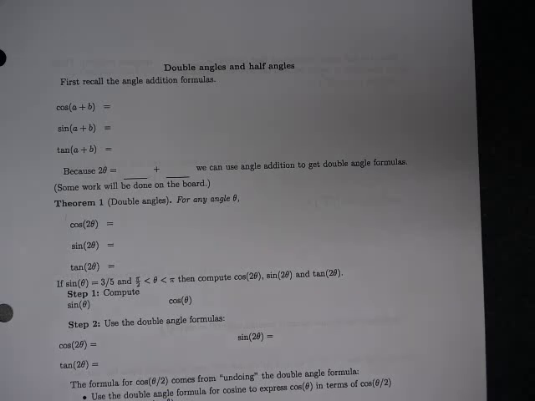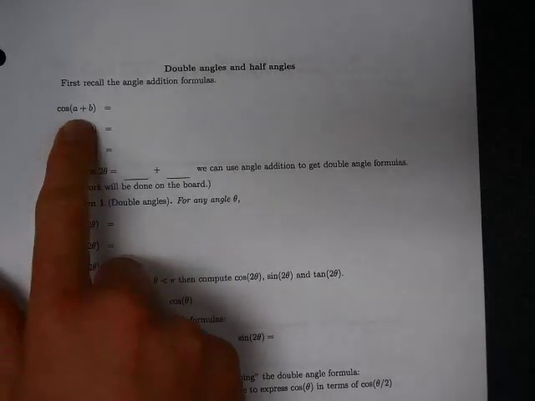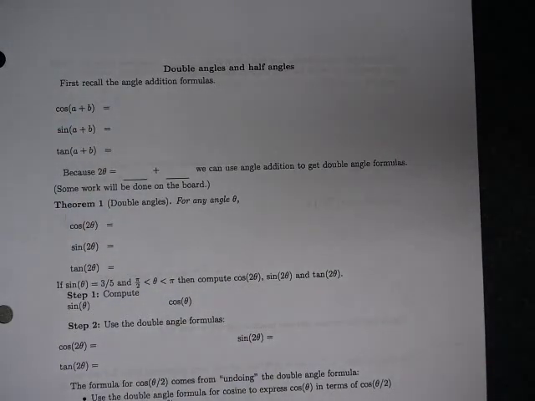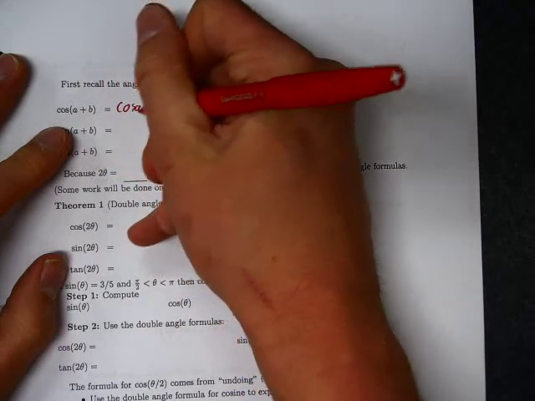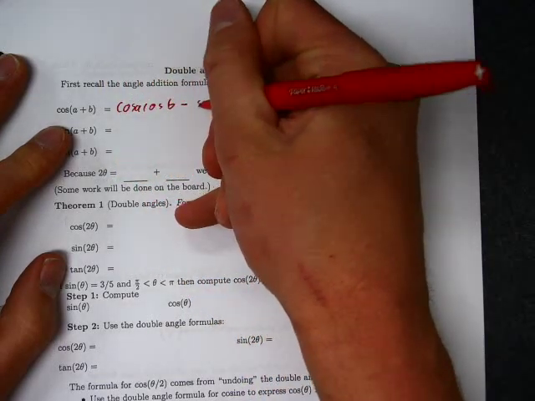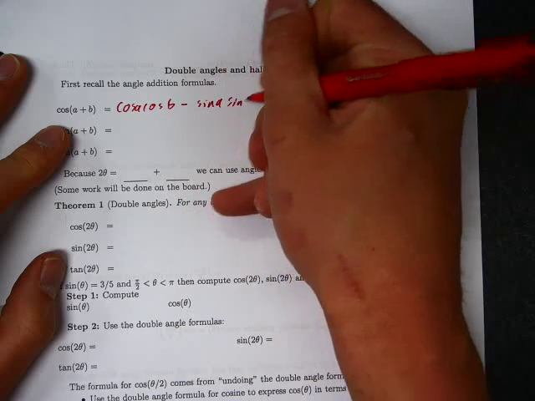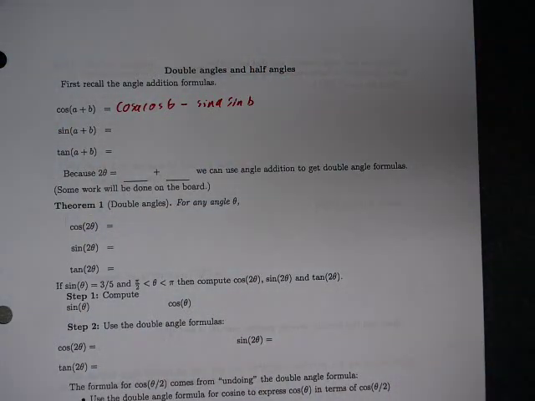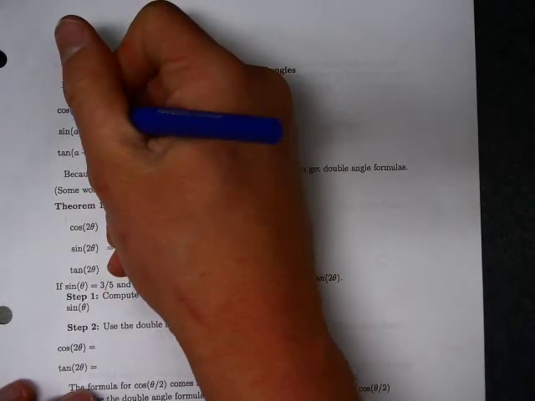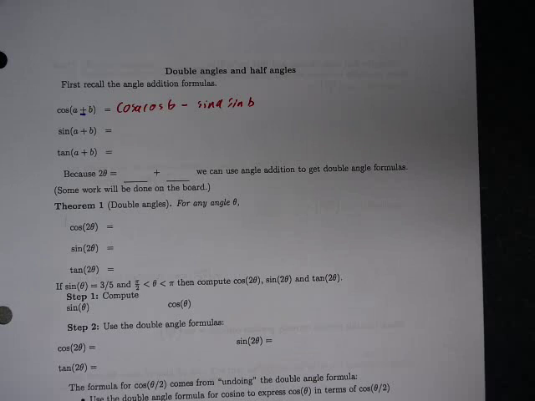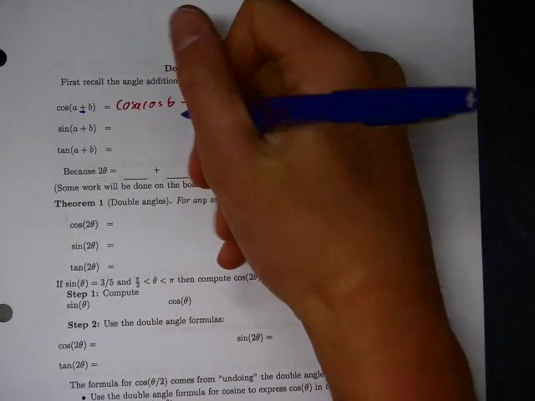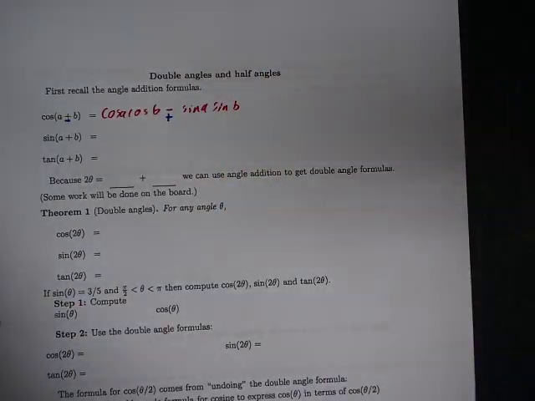So let's start with this. If I give you two angles A and B, what's the cosine of A plus B? Cosine A, cosine B, minus sine A, sine B. What happens if instead of adding I subtract? It's just plus sine A sine B. That minus changes to a plus, as you might expect.